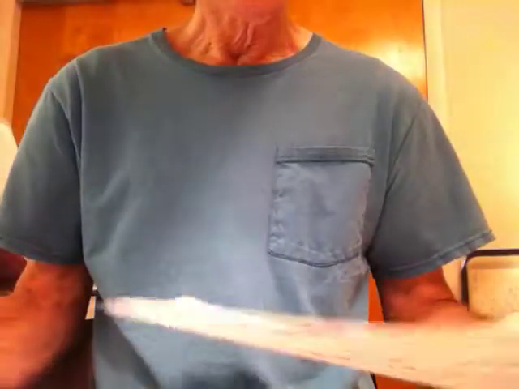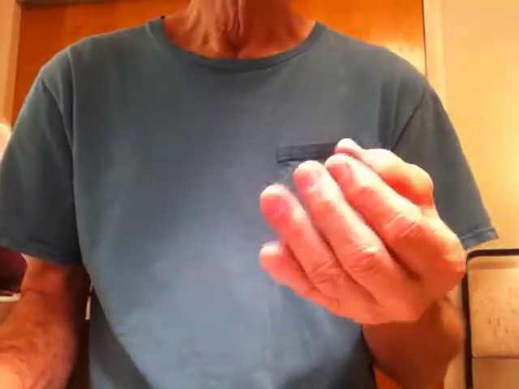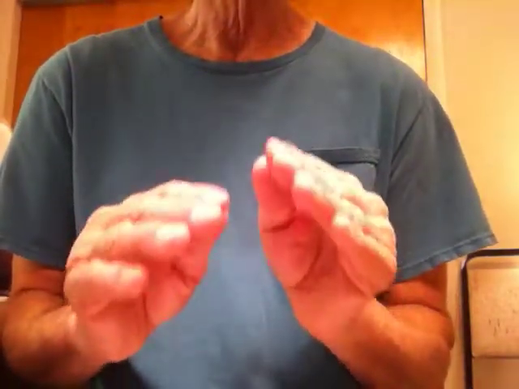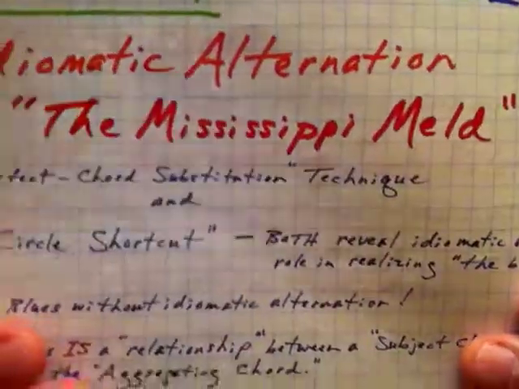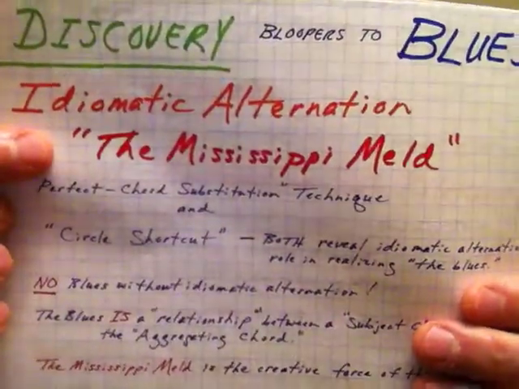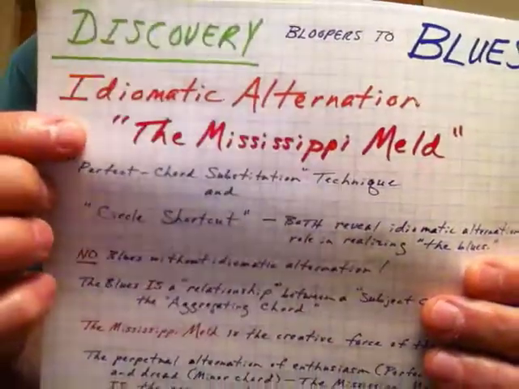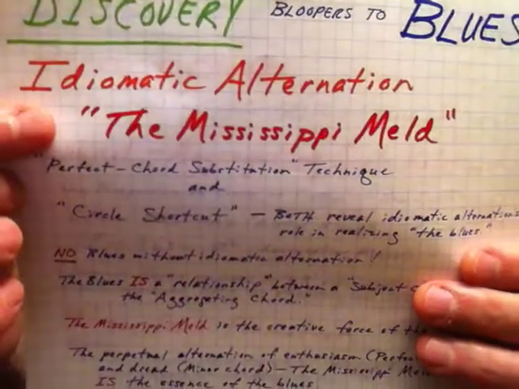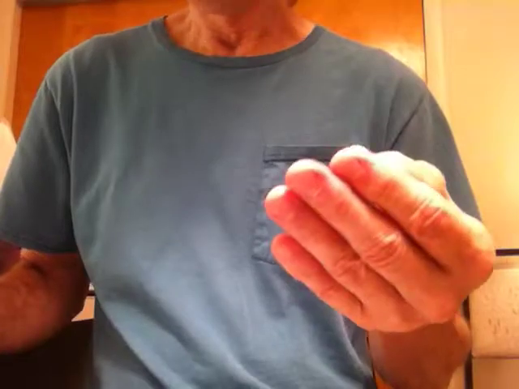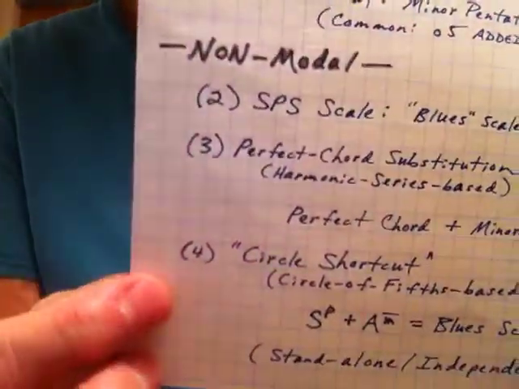Now then, one of the beautiful things that I really enjoy was the concept I named Idiomatic Alternation, but I gave it a proper name, and I call it the Mississippi Meld, to honor the Mississippi Delta area, and honor the people who invented it. And I used the perfect chord substitution technique. I used, remember, number 3 and number 4.